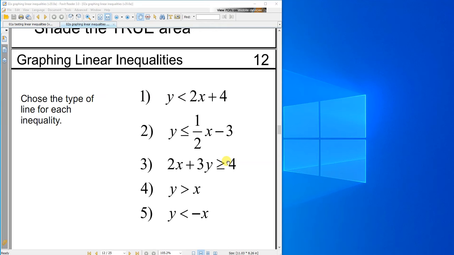All right, this one does not have to go into your notes, but I'll do it with you. Choose the line type. So looking at this guy, solid or dashed? Dashed. Solid or dashed? Solid. Solid or dashed? Solid. Solid or dashed? Dashed. And dashed. And I see that just by looking at the inequality symbols.